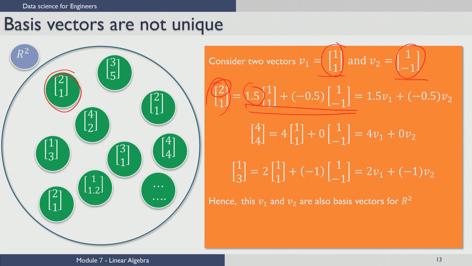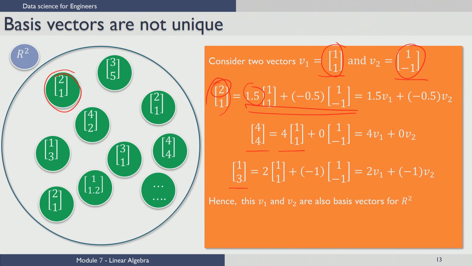Let us take this 4 4 as an example. So, that can be written as an interesting linear combination, which is 4 times 1 1 plus 0 times 1 minus 1, right. So, that will give you 4 4. Similarly, 1 3 can be written as 2 times 1 1 plus minus 1 times 1 minus 1. So, this is another linear combination of the same basis vectors. So, the key point that I want to make here is that the basis vectors are not unique. There are many ways in which you can define the basis vectors.